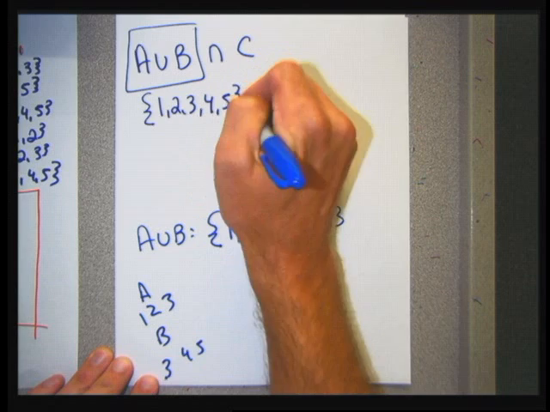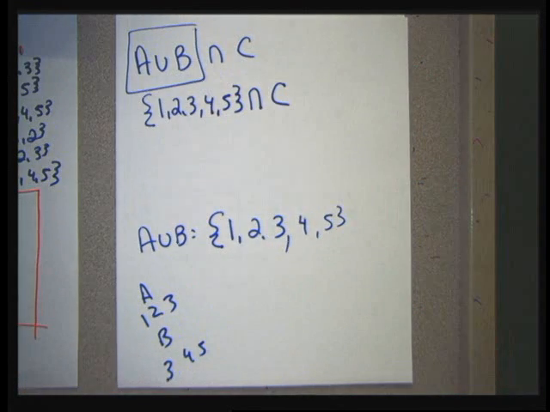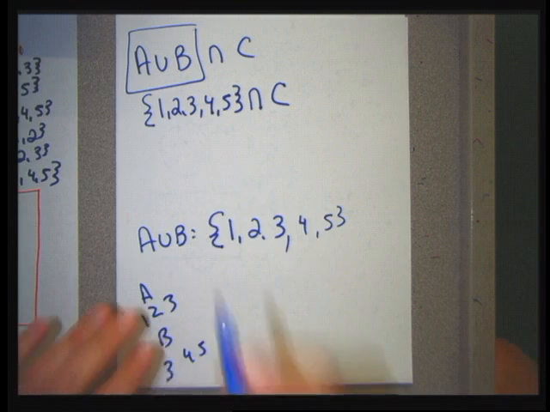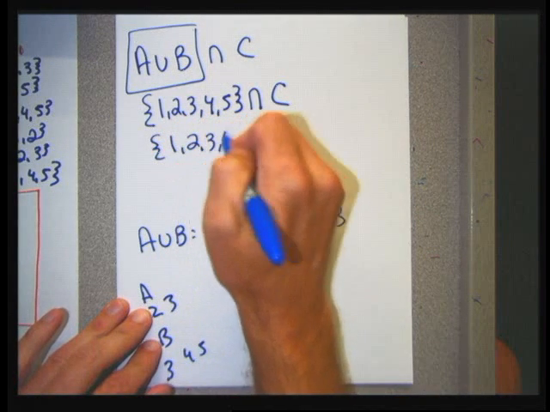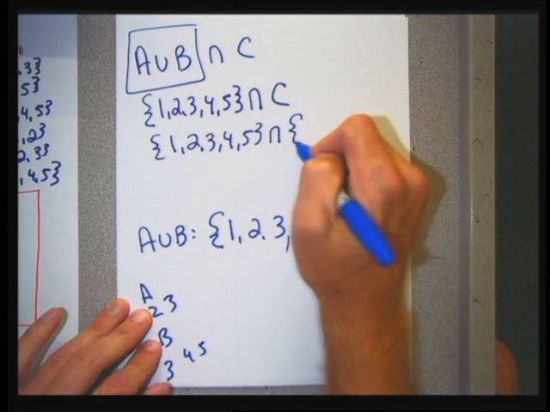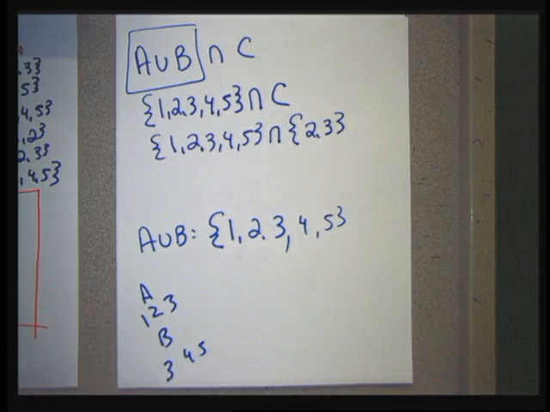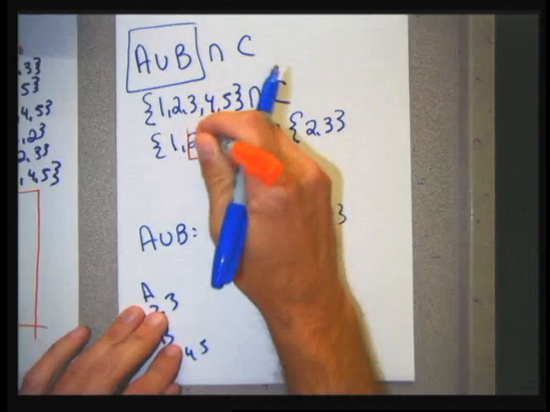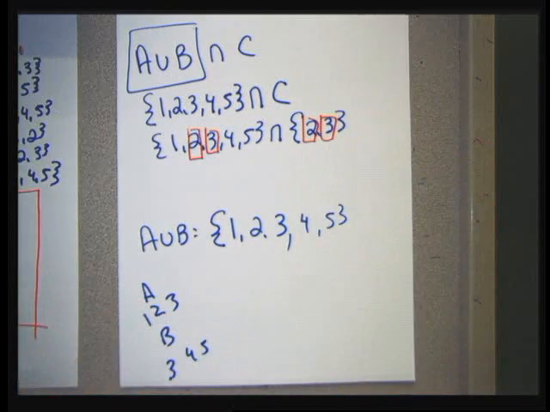So I'm working from left to right. I'm replacing A union B with the set that contains 1, 2, 3, 4, and 5, because union is anything in one set or both sets. Now I'm going to intersect. So I'm going to take the set 1, 2, 3, 4, and 5 and intersect it with the set C, and set C is 2 and 3. And when you intersect, it's anything in both sets. And the numbers in both sets are 2 and 3.